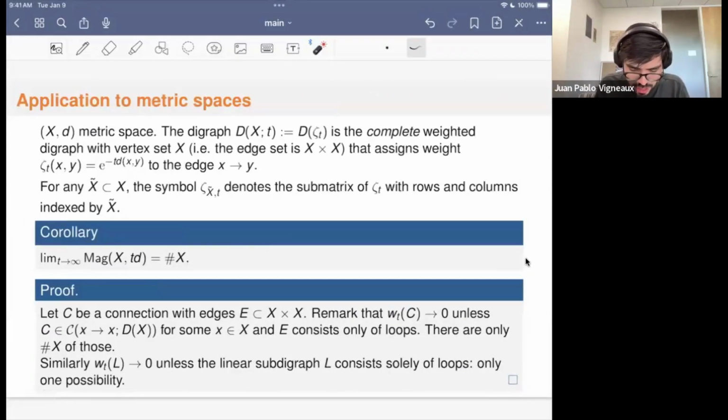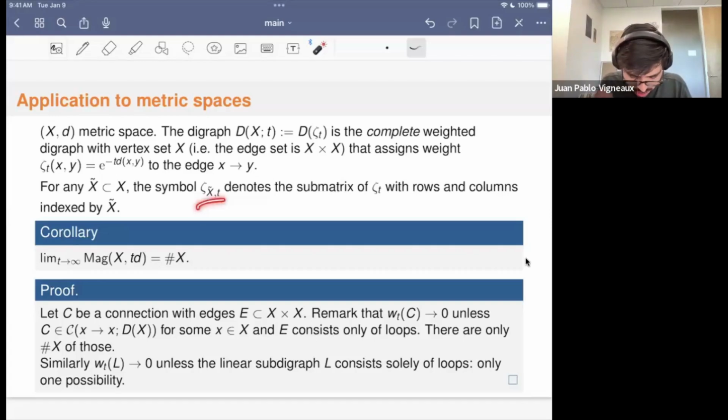And then in the application to metric spaces, when you start with a metric space, you're going to have a complete weighted graph, where every edge between points x and y has the weight exponential of minus t times the distance from x to y. Now, you could also have a submatrix of this given by any sub-collection of points. I'm going to write those zeta x tilde t. So we can extract submatrices if you want.